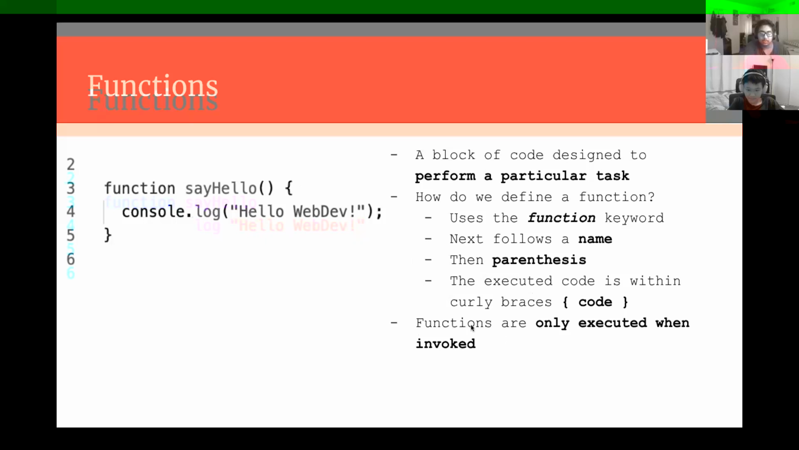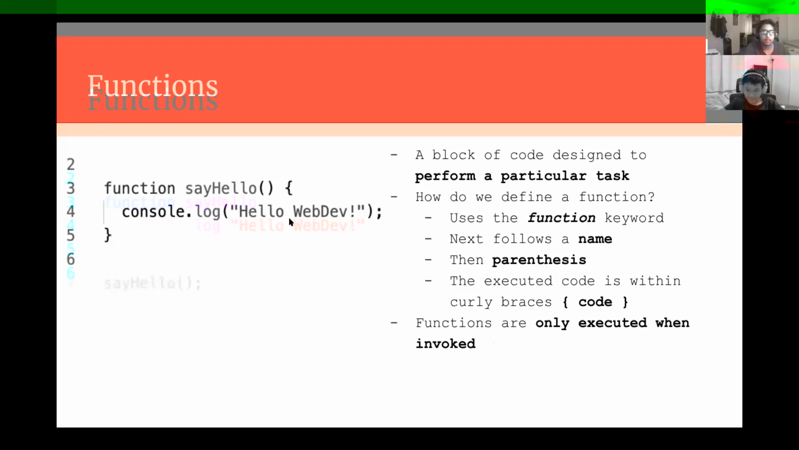This is a pretty important point: functions are only executed when invoked. So in this case, the function will not do anything. The reason it's not doing anything is because it hasn't been invoked. What this means is that we need to explicitly tell JavaScript when to run this function.